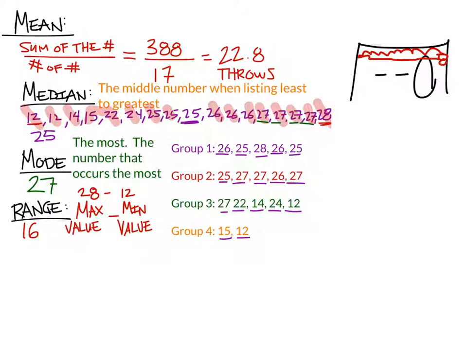Group 1 did it the first time in 26 throws. Since they did it in 26 throws, and then the next time they did it in 25 throws, what do you guys think is the reason that Group 4 had so many fewer throws than all the other groups?